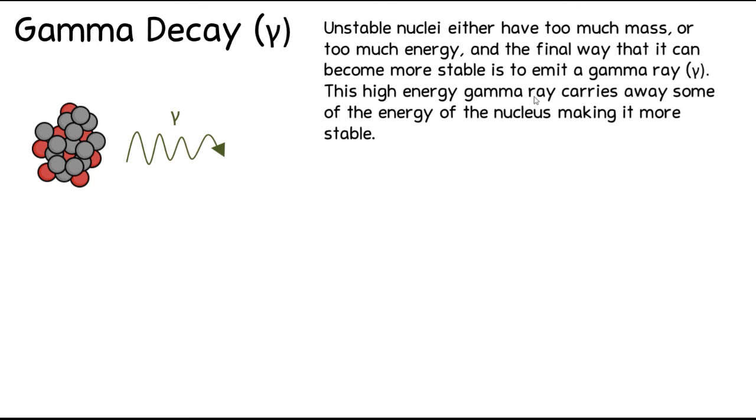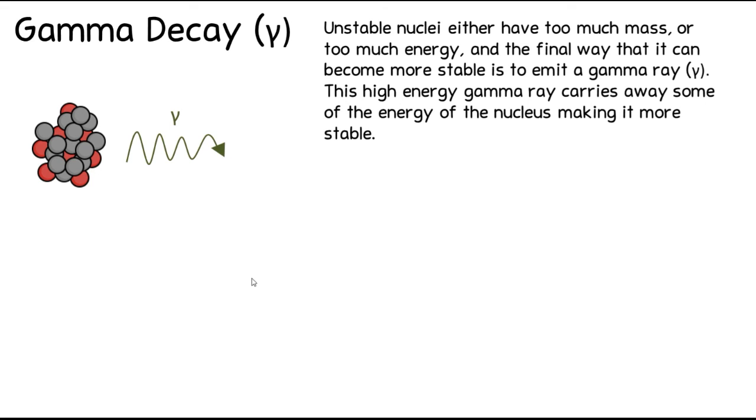Moving on. The third and final type of radiation I'm going to be talking about in this video is gamma radiation, or gamma decay. And in gamma decay, there's actually no mass lost from the unstable nucleus. It's actually just energy that's given off. So if we've got our nucleus here, what happens is energy is given off in the form of an electromagnetic wave, or a gamma ray. So if we look at that here, an unstable nucleus either has too much mass or too much energy, and the way it can become more stable is to emit a gamma ray. This high energy gamma ray carries away some of the energy from the nucleus, making it more stable.